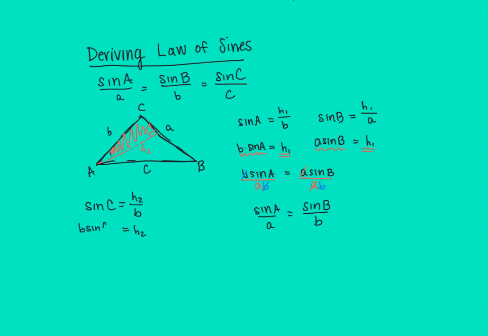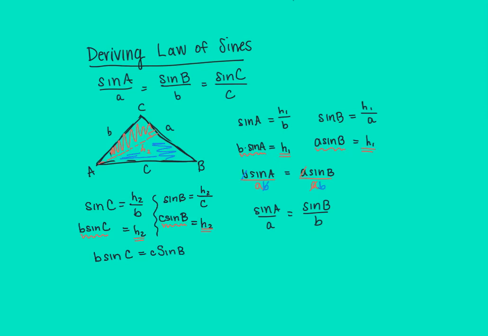So B sine C. And then I can also go from angle B, that's going to be this triangle down here, and use SOHCAHTOA. Sine B is opposite over hypotenuse for that blue triangle, and I can solve for h2. So I get C sine B. Again, since both of these equal h2, I can set B sine C and C sine B equal to each other. So B sine C equals C sine B.